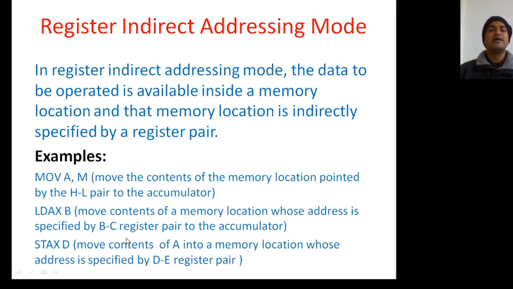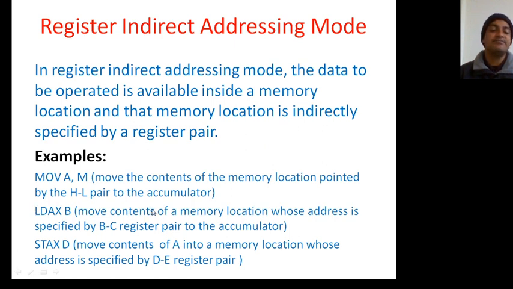Next, register indirect addressing mode. Again, data is available inside a memory location, but that memory location is indirectly specified by a register pair. Very, very important. For example, MOV A, M: the contents of M are transferred into A. What is M? M is indirect memory specified by the HL register pair. Similarly, LDAX B transfers the contents of the memory location whose address is specified by the BC register pair to the accumulator. STAX D moves the contents of A into the memory location whose address is specified by the DE register pair. Here we are using memory, but that memory is indirect and the address is available in a register pair. So where there is M, you can say it is register indirect addressing mode.